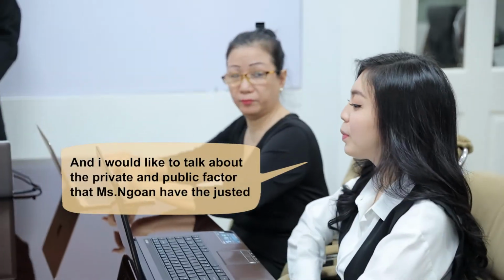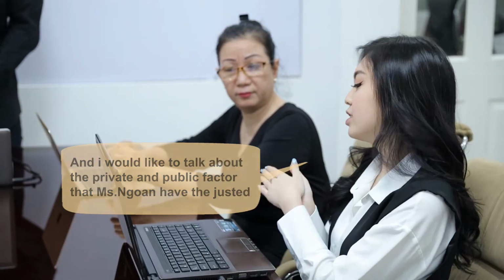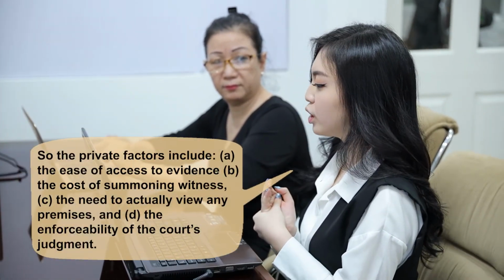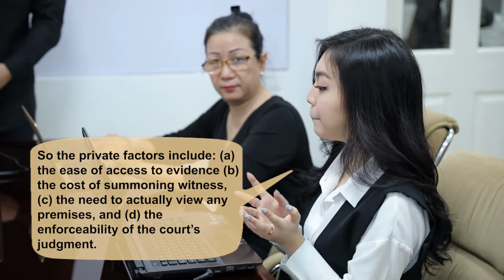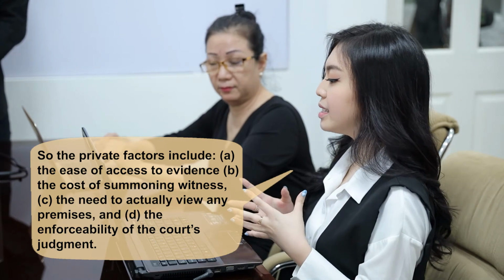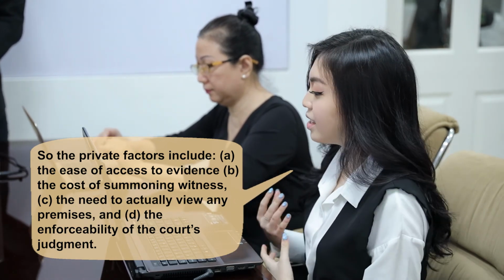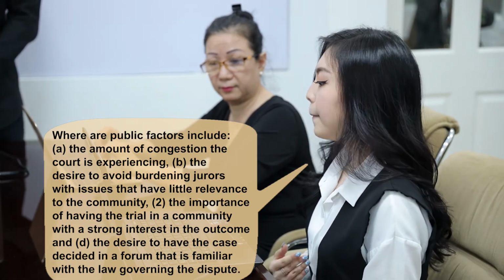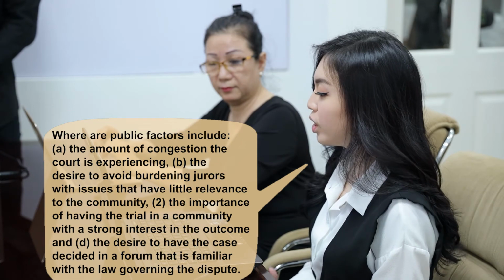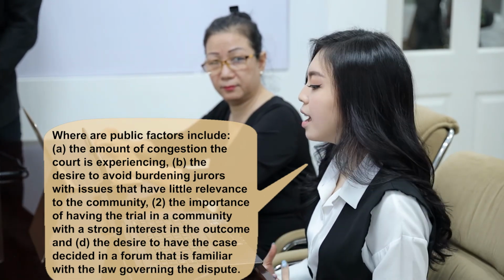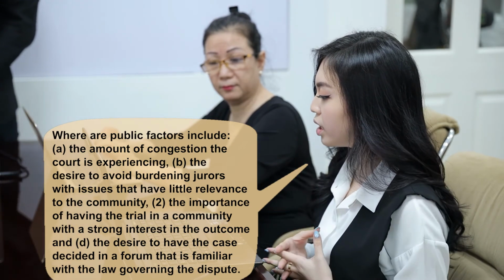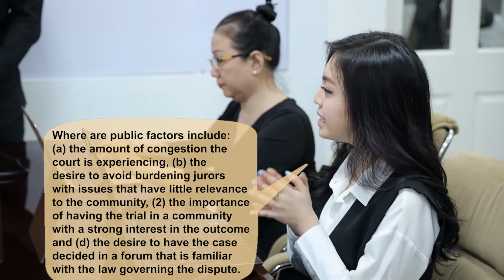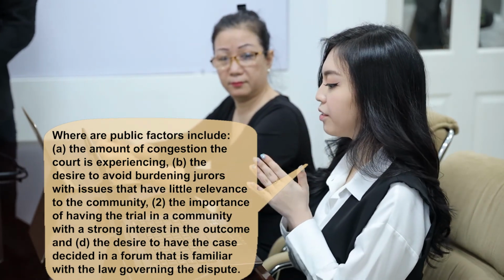And I would like to talk about the private and public factors that Ms. Nguyen has suggested. So the private factors would include A, the ease of access to evidence, B, the cost of summoning the witness, C, the need to actually view any premises, and D, the enforceability of the court's judgment. Whereas public factors would include A, the amount of congestion the court is experiencing, B, the desire to avoid burdening jurors with issues that have little relevance to the community, C, the importance of having the trial in a community with a strong interest in the outcome, and D, the desire to have the case decided in a forum that is familiar with the law governing the dispute.